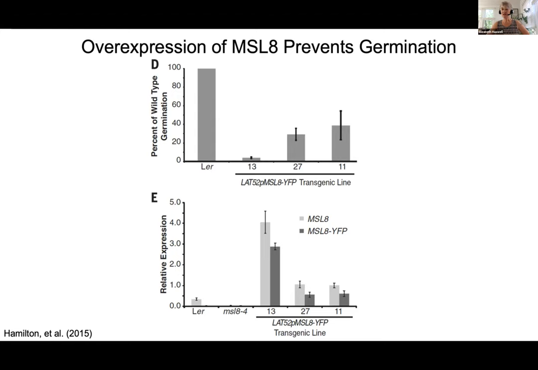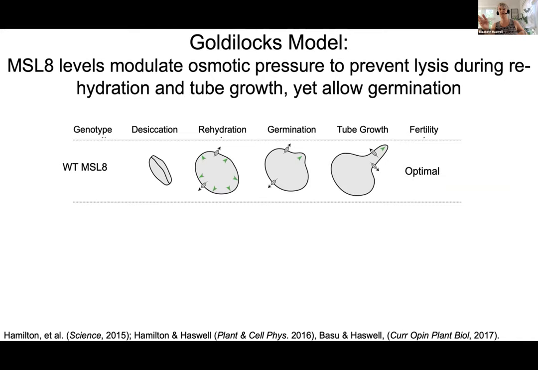So all of this taken together has led us to what we call the Goldilocks model, this idea that you have to have some MSL8, but you can't have too much in order for the pollen grain to go through and survive properly all of these osmotic shocks. The idea is illustrated here. A wild type pollen grain is desiccated. When it gets rehydrated on the female stigma cells, MSL8 mechanosensitive channels are required to release a little bit of the turgor pressure during that step, but not too much, so that then germination and tube growth can occur and the pollen is optimally fertile.